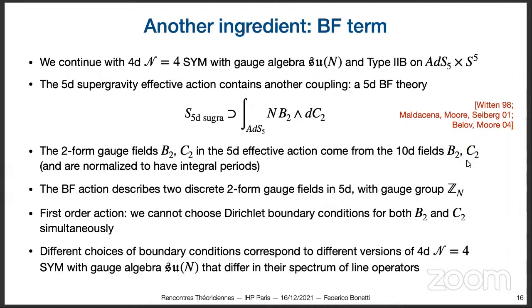Why is this coupling interesting from the point of view of holography and in relation to the other things I mentioned earlier? Well, one of the important features of this coupling is that it is first order in derivatives. In holography, usually we impose Dirichlet boundary conditions for the supergravity fields to set up the holographic dictionary. Unfortunately, here we just cannot impose Dirichlet boundary conditions simultaneously on both B2 and C2. That would be inconsistent. We have to make a choice.